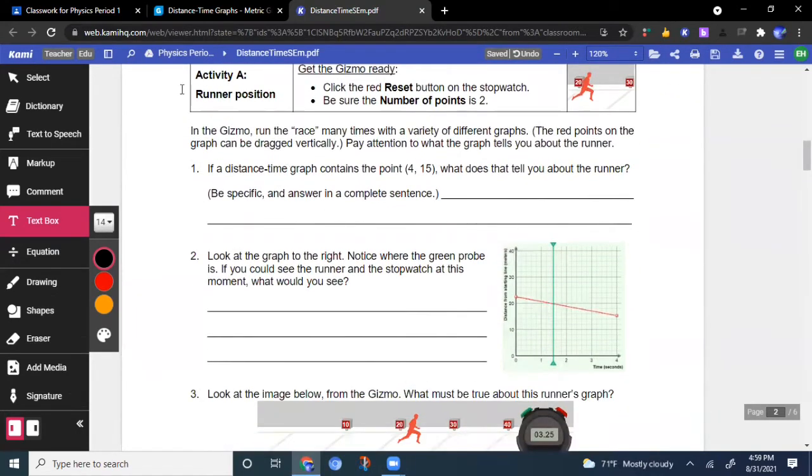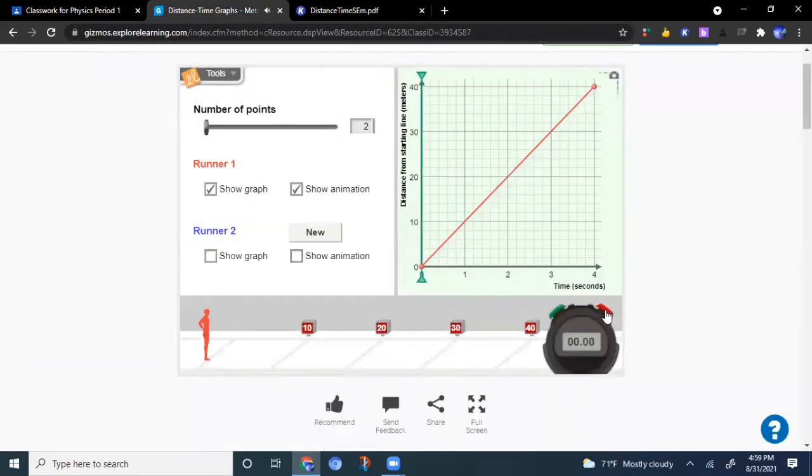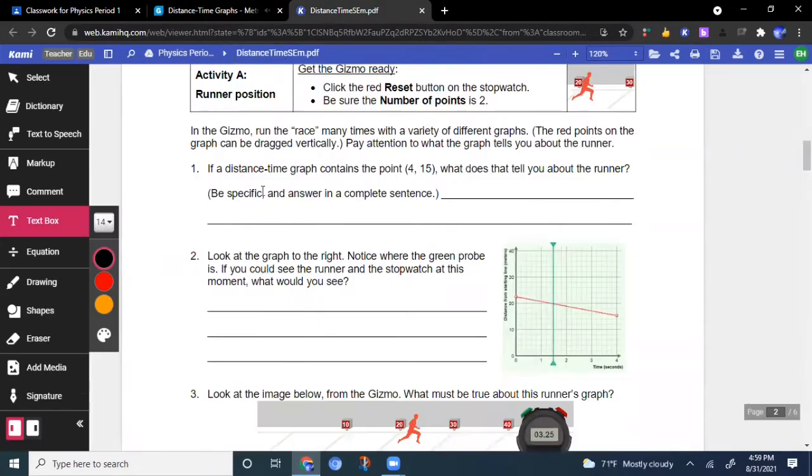Activity A, runner position. We're going to click the red reset button on the stopwatch and be sure that the number of points is 2. In the Gizmo, run the race as many times as you like with a variety of different graphs. The red points on the graph can be dragged vertically. Pay attention to what the graph tells you about the runner. If the distance-time graph contains the point (4, 15), what does that tell you about the runner? Well, let's actually move that in the Gizmo. That way we can answer the question in a very specific, complete sentence.